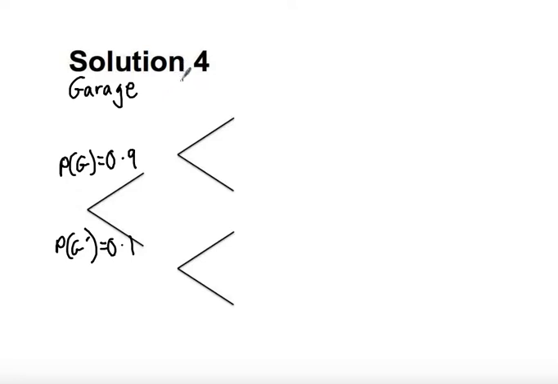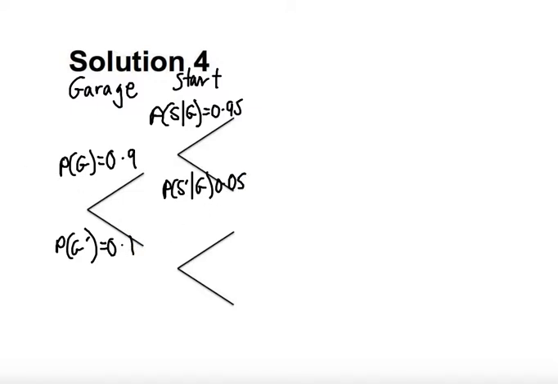The second stage is, does it start? Now the information in the question tells us that if she's put it in the garage, it starts 95% of the time. So this is conditional probability that it will start given that it's gone in the garage, and that's 0.95. That means the probability that it won't start, so S complement given that it has gone in the garage, is 0.05.